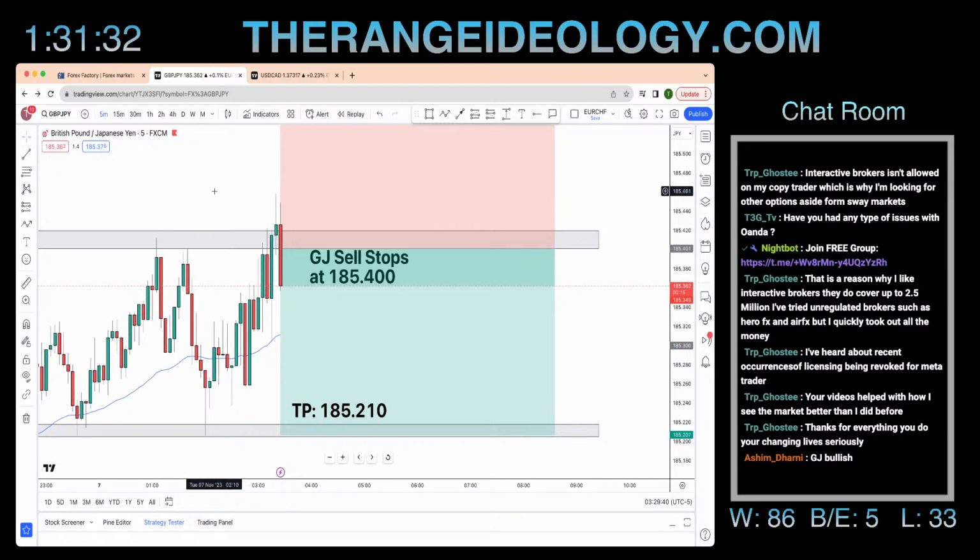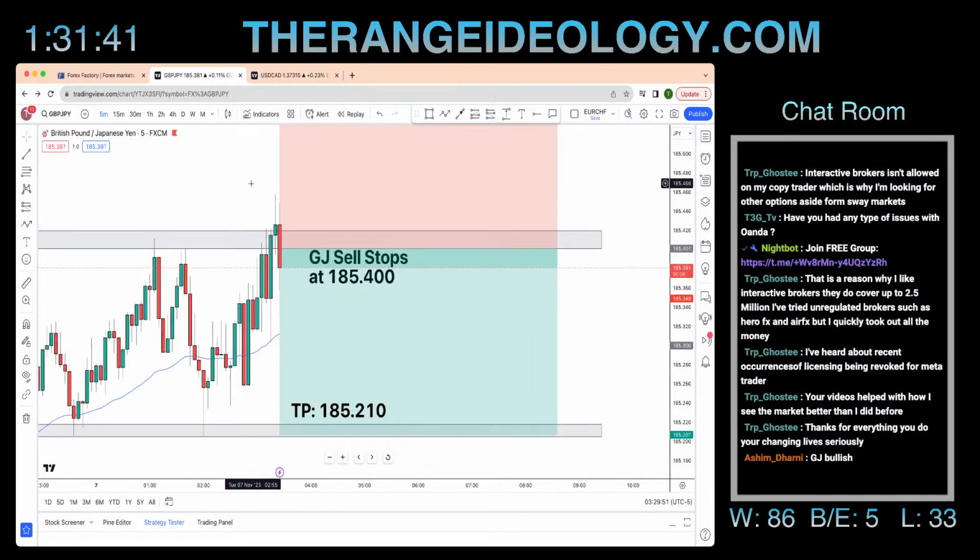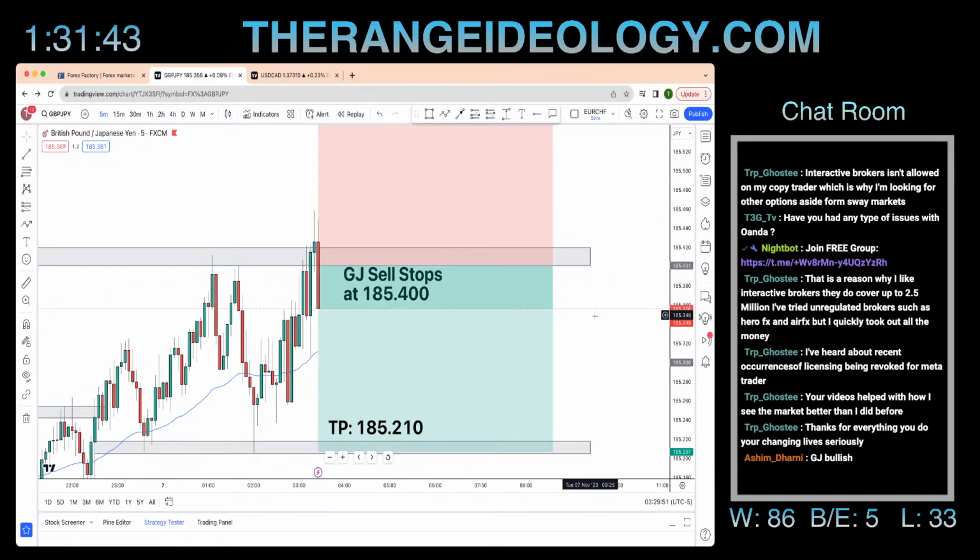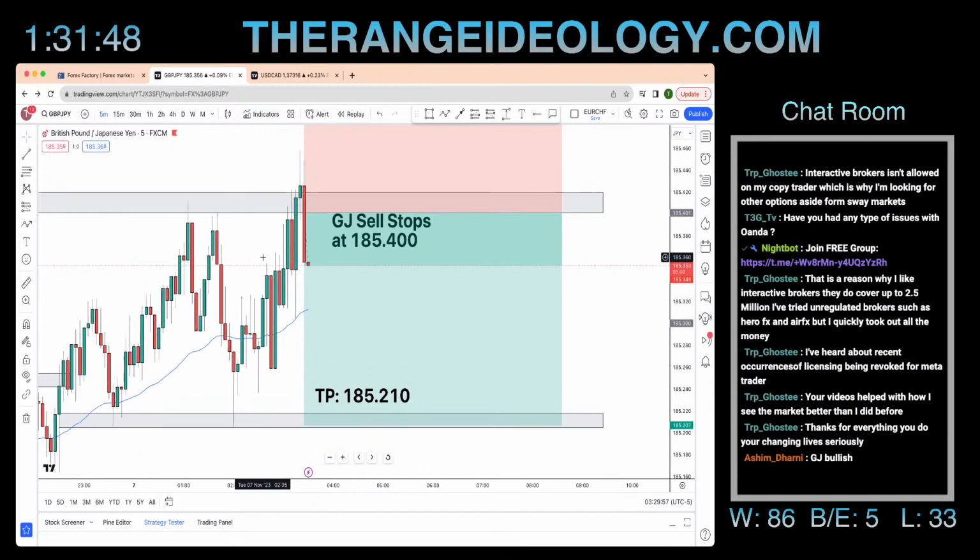Patiently waited for the setup. This whole drag right here, you can see from the hour before London opening all the way to London opening and almost half an hour after London opening is when we got tapped in.